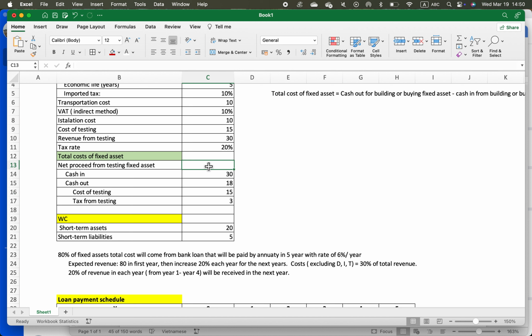Then we will come up with net profit from testing fixed asset. What is the profit? Profit is what we received. Net profit is net of anything we get in terms of cash from testing the fixed asset. Okay, so this one could be cash in minus cash out.